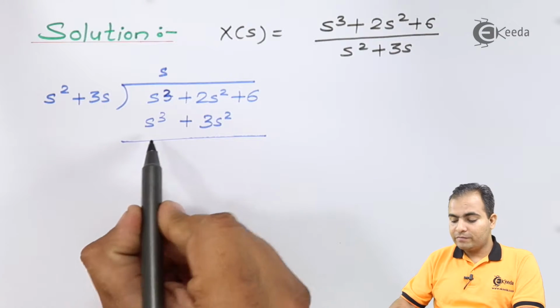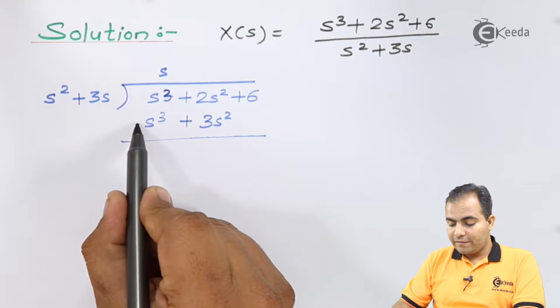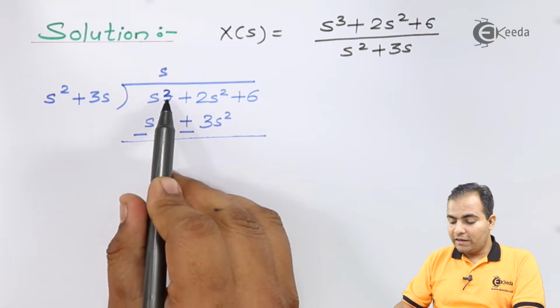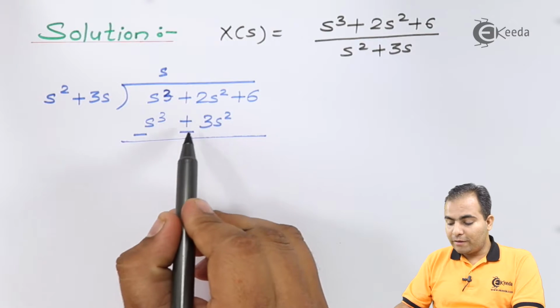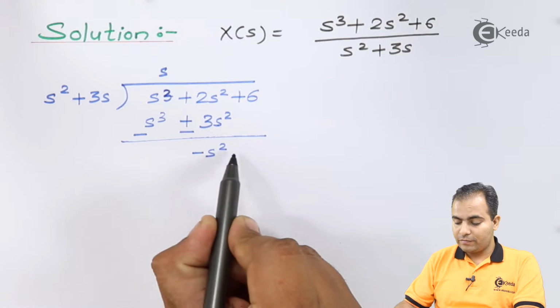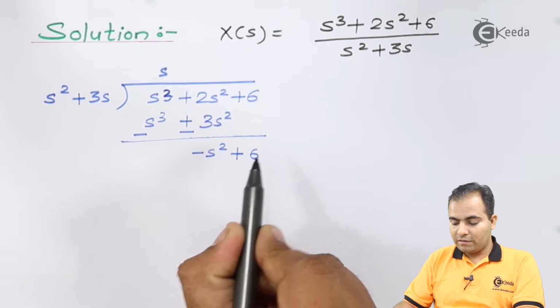Now the next part is, we'll change the sign. Here we have plus, so I will replace this by minus. Here we have plus, so I will replace it by minus. S cube minus s cube becomes 0, but minus 3s square plus 2s square gives us minus s square. And I'll bring this 6 down over here.